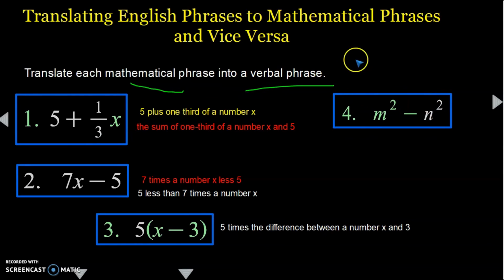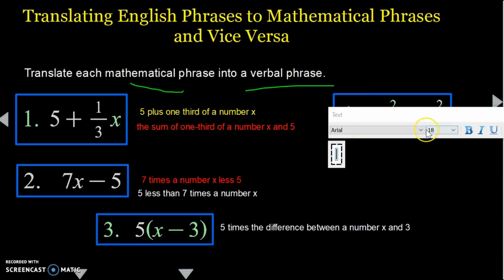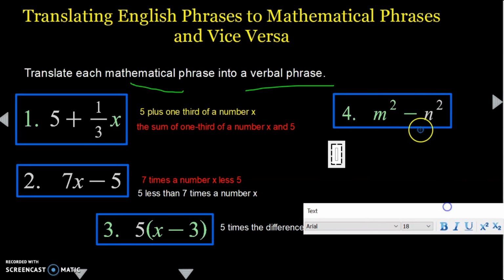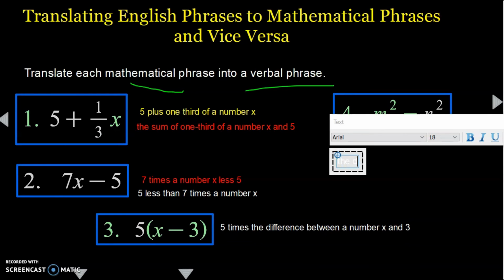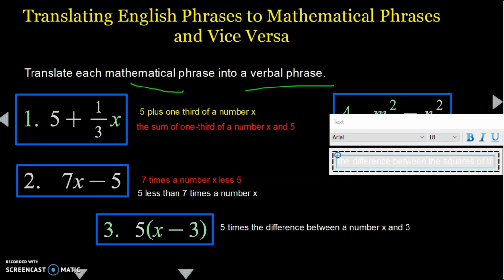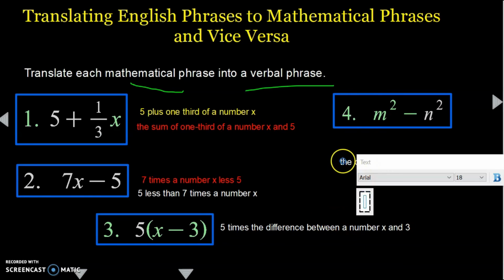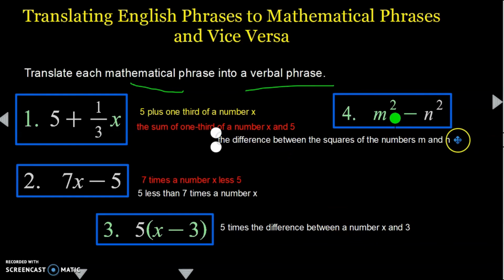And the last but not the least is m squared minus n squared. So, how do we translate this in words? Okay? So, m squared minus n squared. I use the term squared. So, I could just simply say, mag-focus tayo sa operation, subtraction. So, we say, the difference between the squares of the numbers m and n. So, pwede yan. The difference between the squares of the numbers m and n.